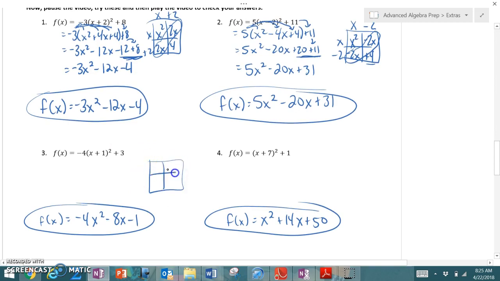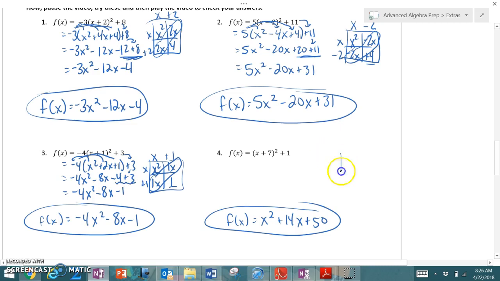X plus 1 squared here, I deal with that. I have an x plus 1 and an x plus 1. X squared, 1x, 1x, and 1. So once again, I bring down that number in front, the negative 4. I have x squared, 1x plus 1x is plus 2x, plus 1, bring down my plus 3. Next step, I distribute the negative 4 to all 3 pieces. Negative 4x squared minus 8x minus 4, bring down the plus 3. And last step, combine like terms, negative 4x squared minus 8x minus 1 when I do a negative 4 plus 3, which is what I got.